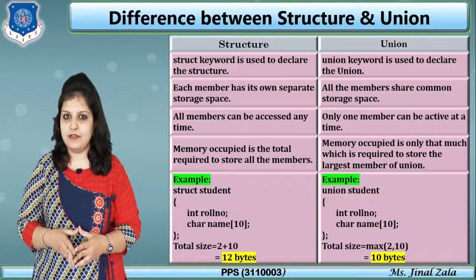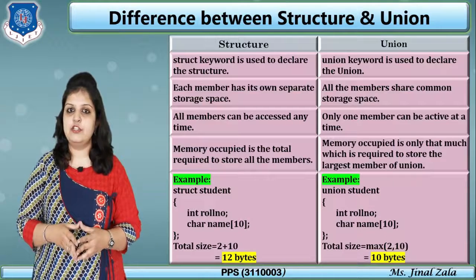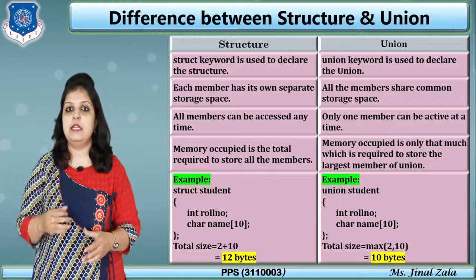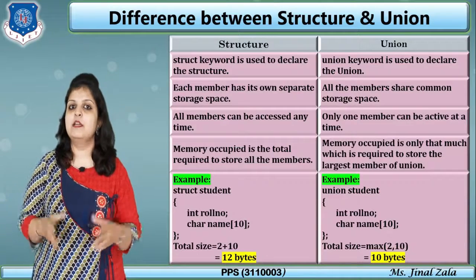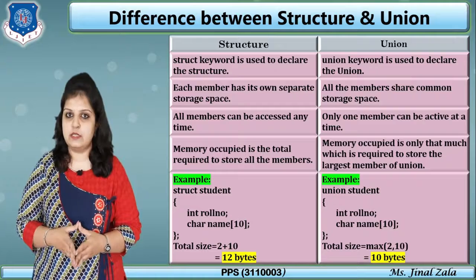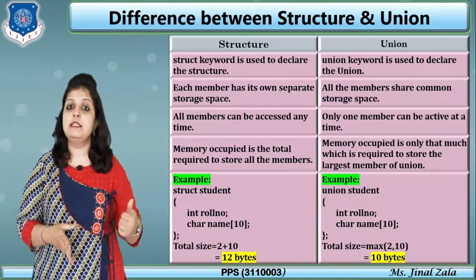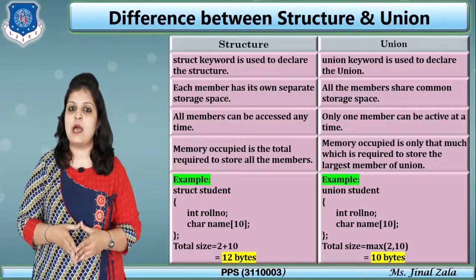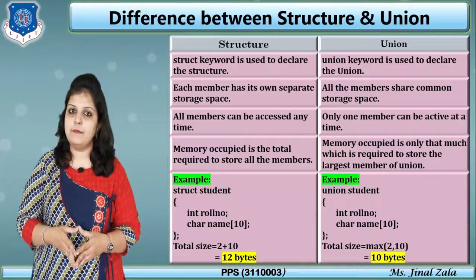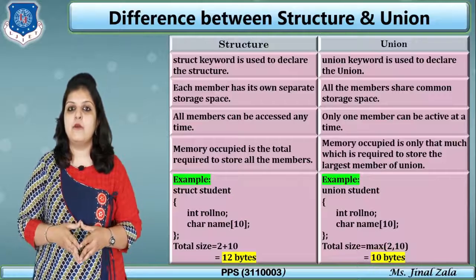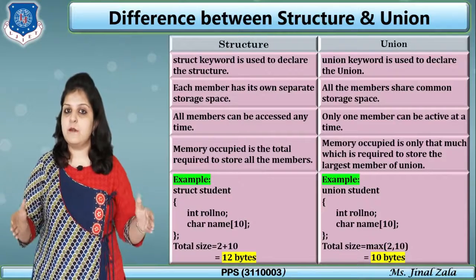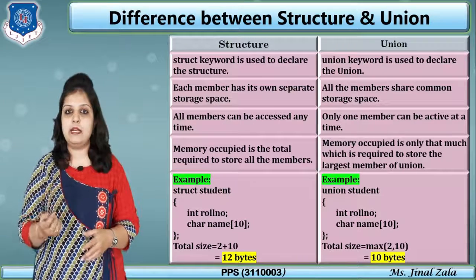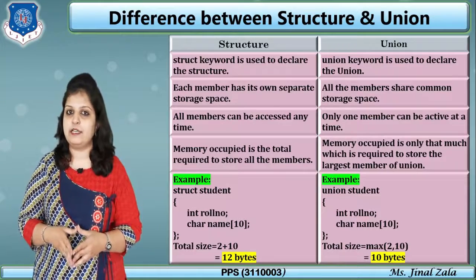Now what is the second difference? In structure all the members have a different storage space, where in union all the members share some common storage space. In structure all the members have a different storage space, that's why we can access all the members anytime, where in union some common area is shared by all the members, that's why at a time only one member can be active.